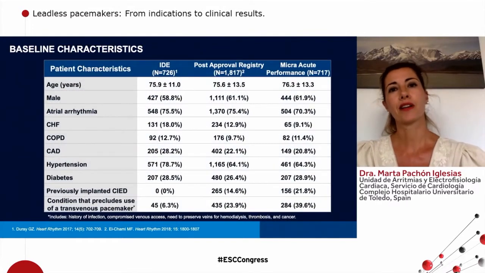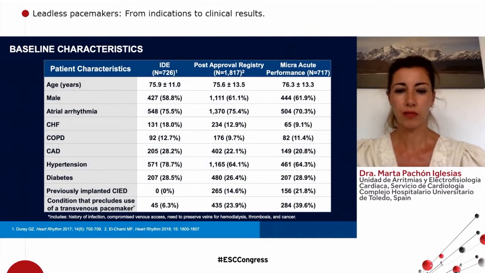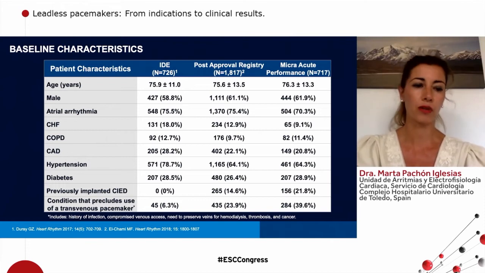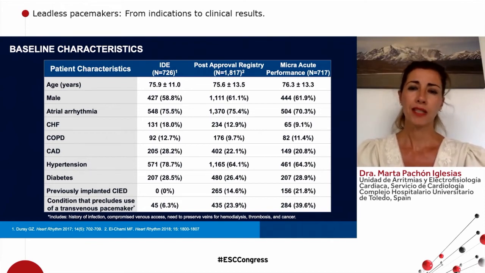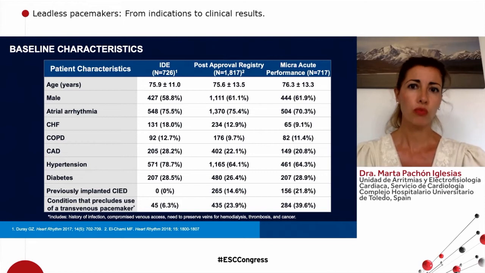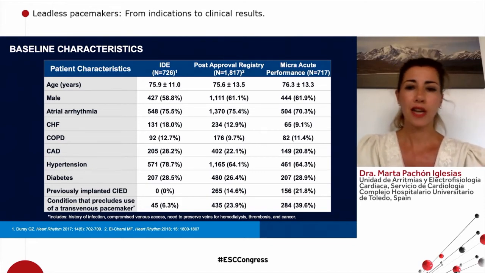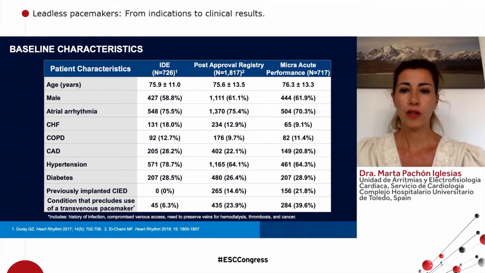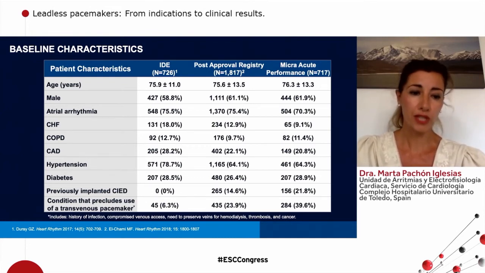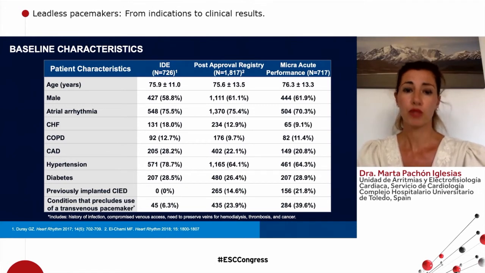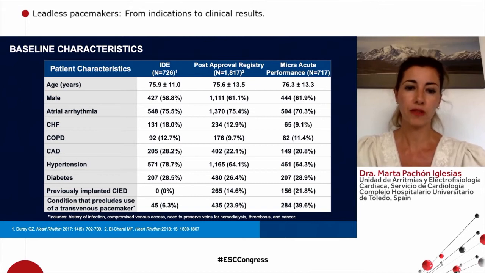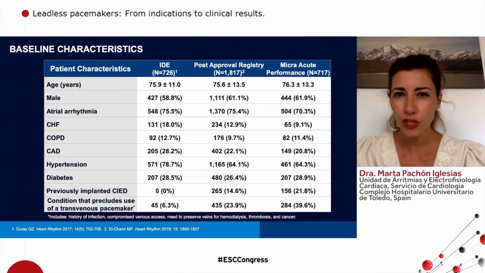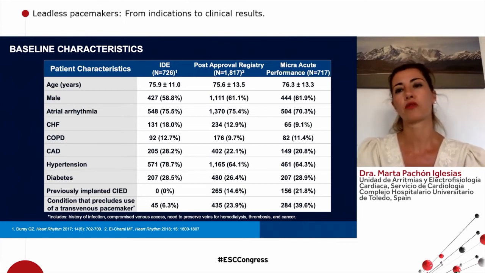These are the characteristics of the patients included. Multiple comorbidities comparable with the IDE study, but in both registries, what is new and different from the IDE trial is that there are 23.9% of patients in the post-approval registry and nearly 40% of the patients in the Micra Acute Performance that have a condition that precludes the use of a transvenous pacemaker.